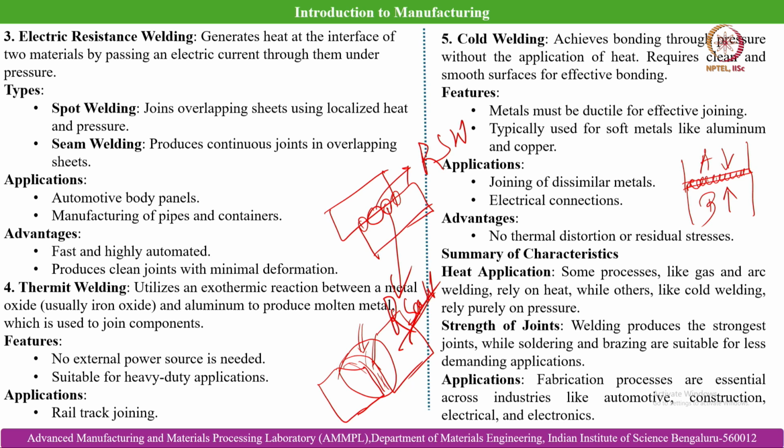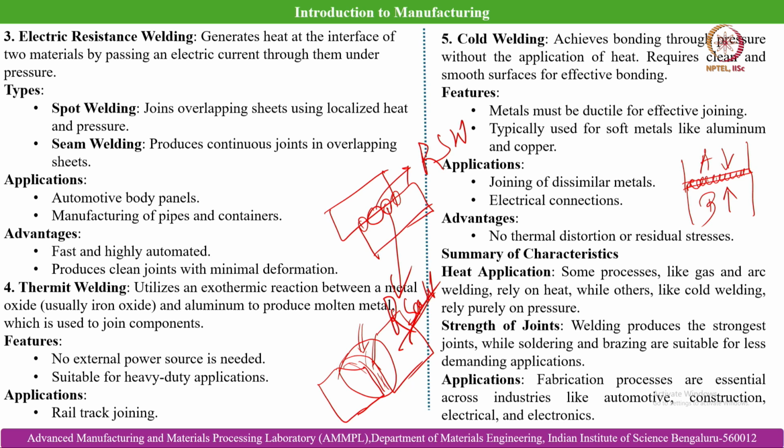The advantages are that because we are not using intense heat to prepare the weld joint, there is not much distortion or residual stress generated in cold welding processes. So, the summary of the characteristics. Heat application: some processes like gas and arc welding rely on heat, while others like cold welding rely purely on pressure and are diffusion driven. Because of the pressure, mechanical bonding takes place.